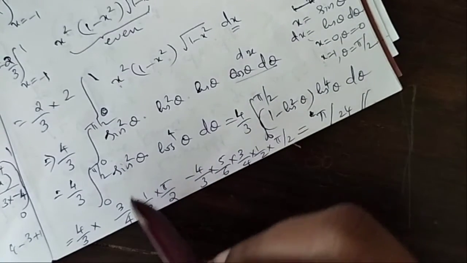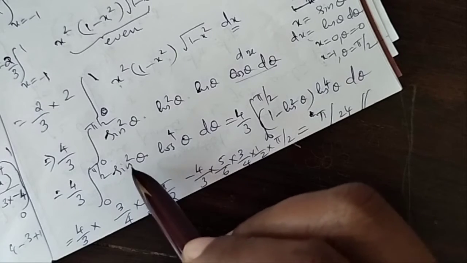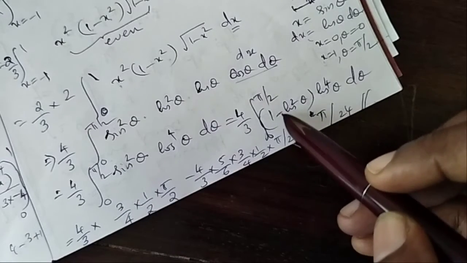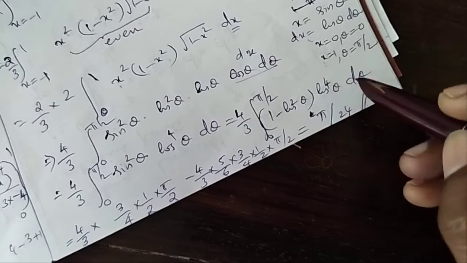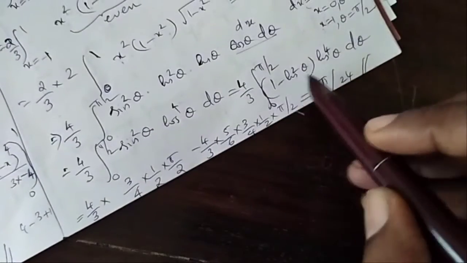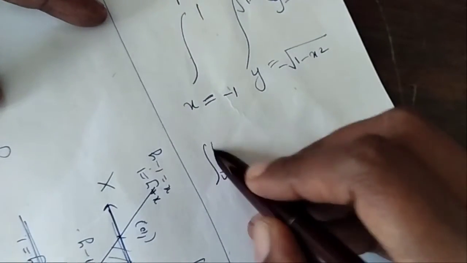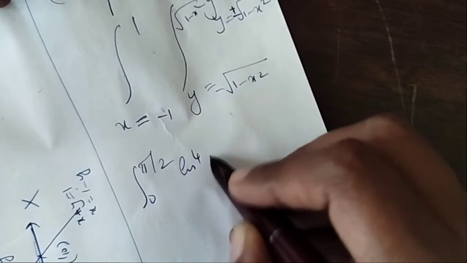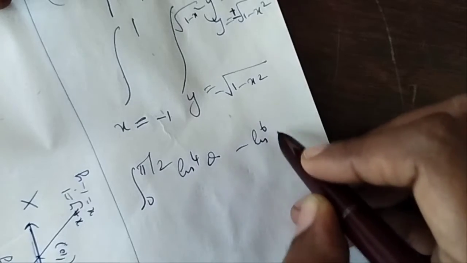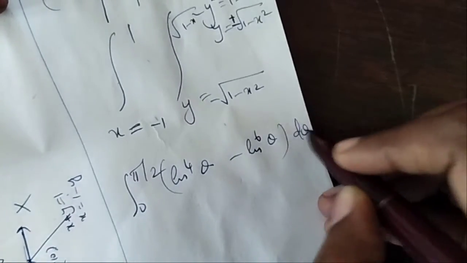So again we can change the sine square theta. It is 1 minus cos square theta into cos raised to 4 theta. So it is integral from 0 to pi by 2 of cos raised to 4 theta minus cos raised to 6 theta d theta.